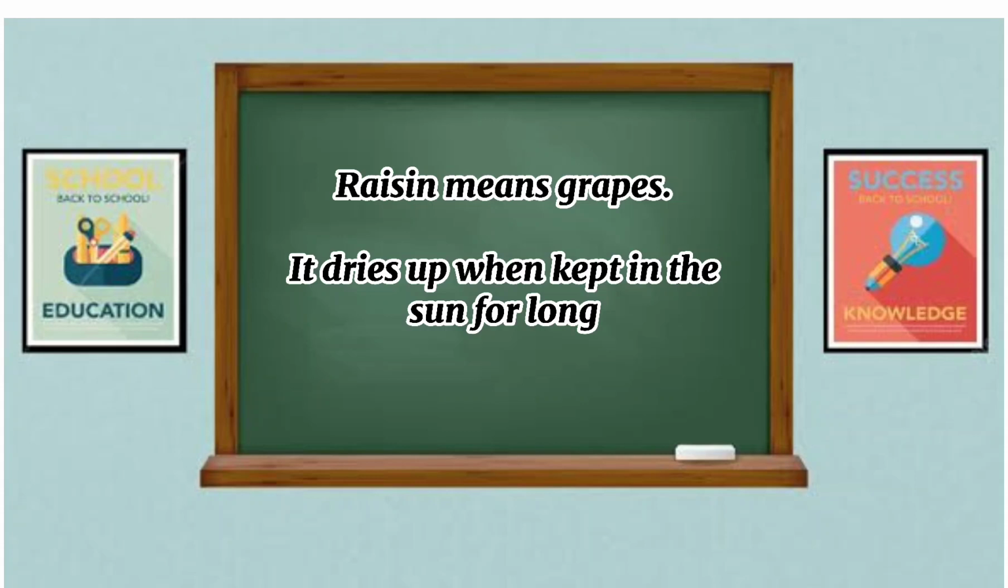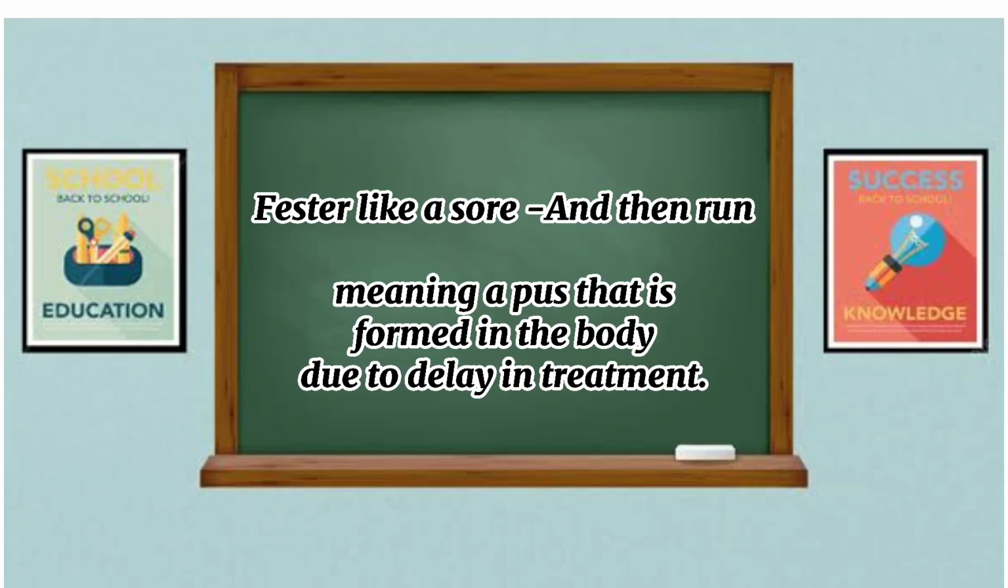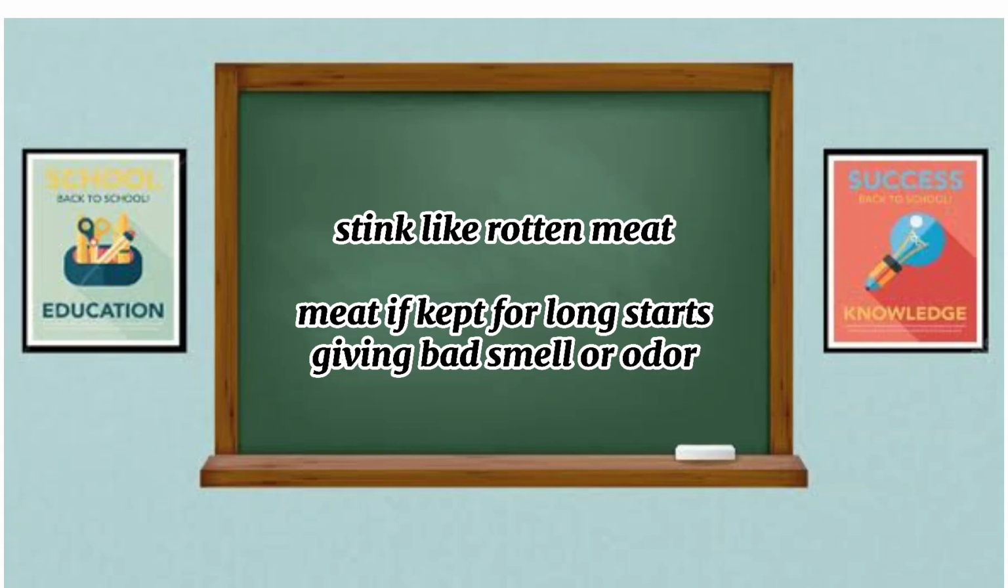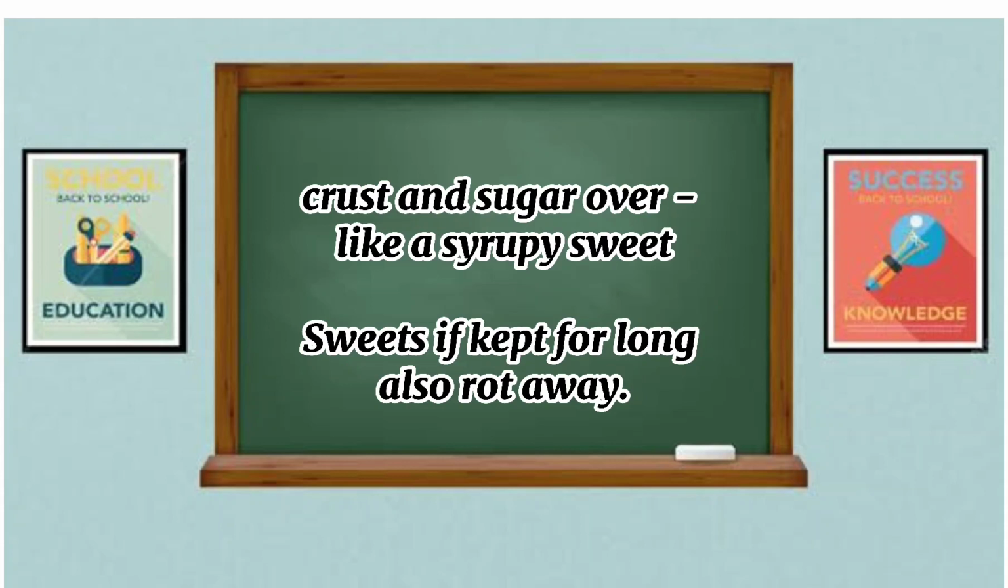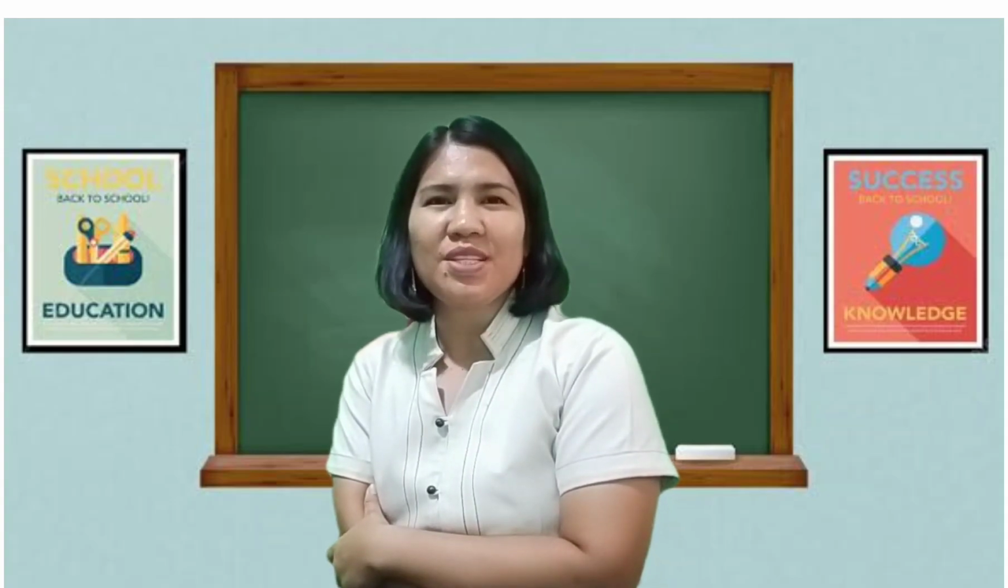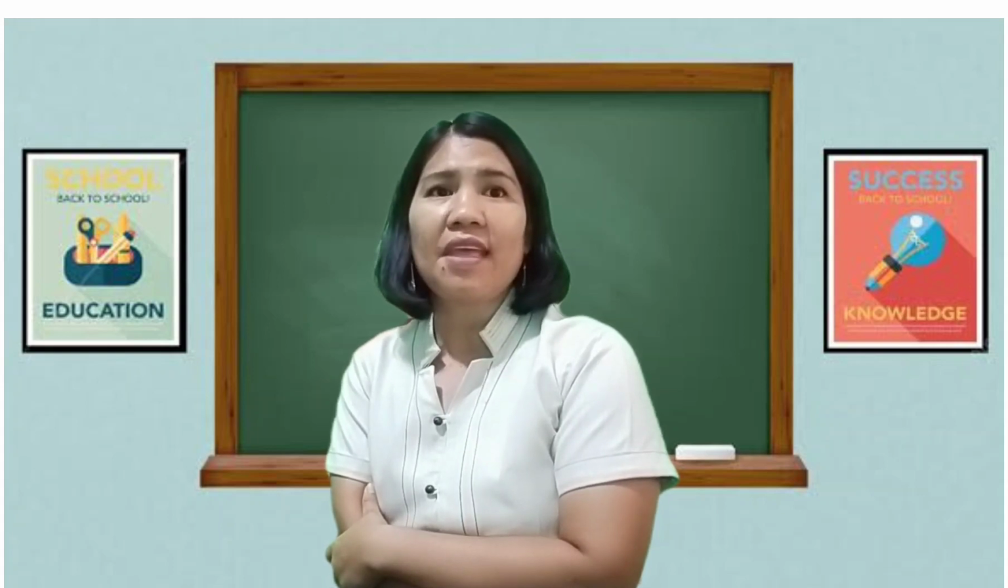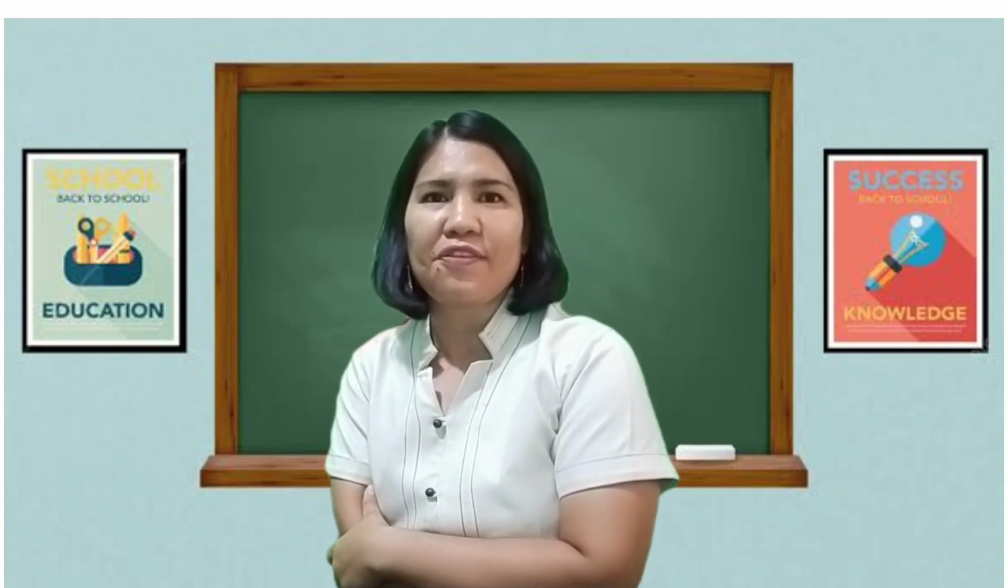Raisin means grapes. It dries up when kept in the sun for long. Second, fester like a sore and then run, meaning a pus that is formed in the body due to delay in treatment. Number 3, stink like rotten meat. If meat is kept for long, it starts giving a bad smell or odor. Number 4, crust and sugar over like a syrupy sweet. If sweets are kept for long, they also rub away. Thus, the poet is trying to convey that like all these things, a dream, if delayed, can also suffer.